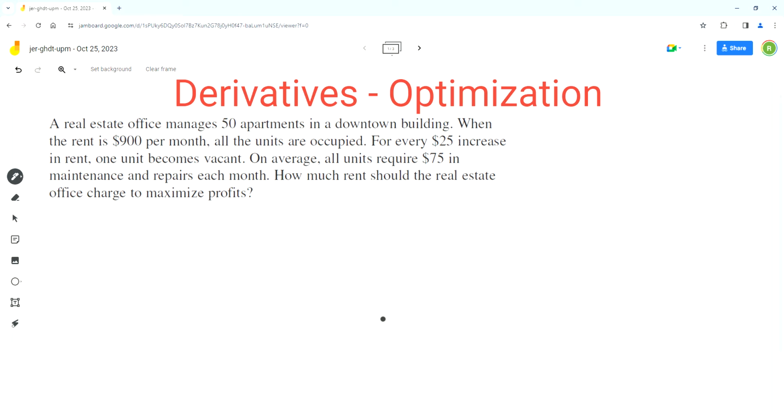So in this video, we'll solve this word problem using the concepts of derivatives. So as per the problem, a real estate office manages 50 apartments in a downtown building. When the rent is $900 per month, all the units are occupied, and for every $25 increase in rent, one unit becomes vacant. On average, all units require $75 in maintenance and repairs each month. And how much rent should the real estate office charge to maximize profits?